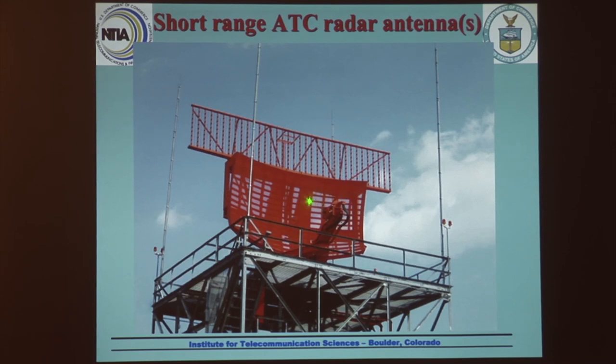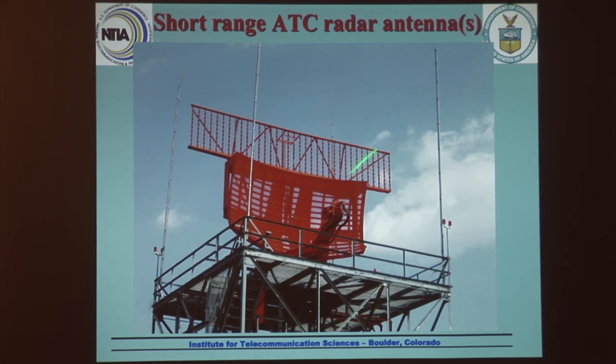The shape of the beam is a cosecant squared function. It's got two feeds up here that are used for both transmitting and receiving pulses. Here are the little sections of waveguide going right up to the two feeds. This is an ASR-9, Airport Surveillance Radar Model 9. It uses, if I recall correctly, a klystron.